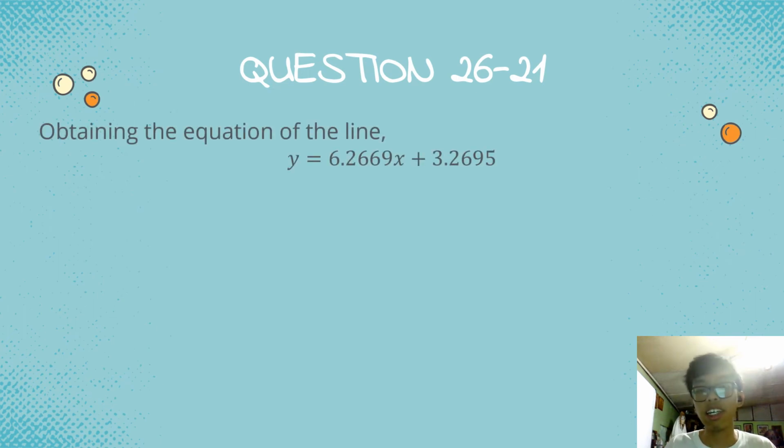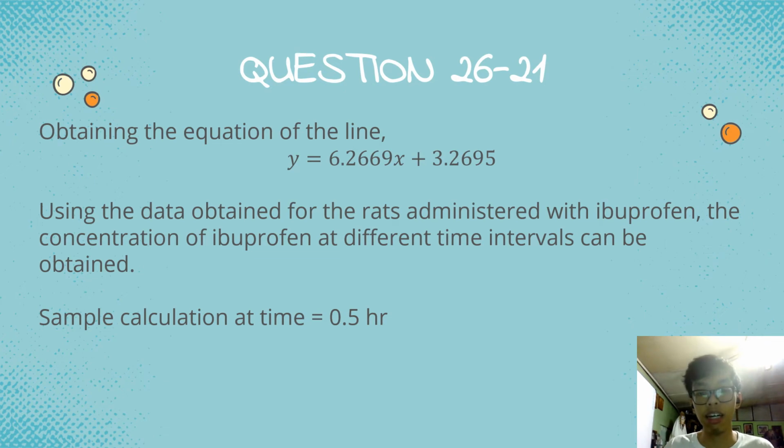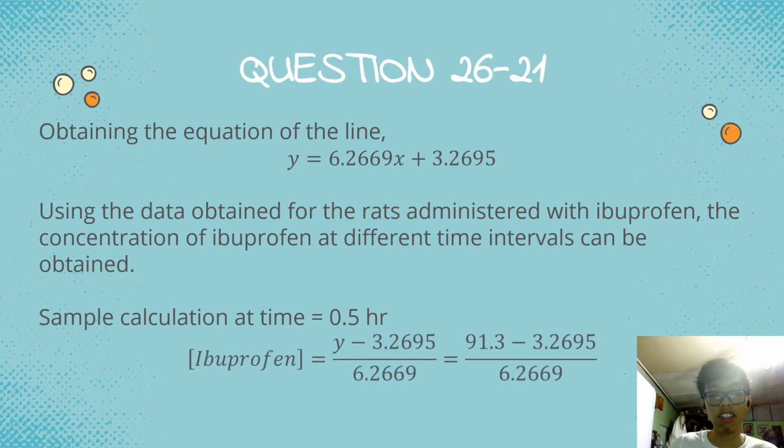Now, again, we obtain the equation of the line, and using the data obtained for the rats administered with ibuprofen, the concentration of ibuprofen at different time intervals can be obtained. So here is a sample calculation at time equal to 0.5 hours. The concentration for ibuprofen is given as y minus 3.2695 over 6.2669, where y is the peak area. The peak area at 0.5 hours is 91.3. So plugging that into this equation gives us a concentration of ibuprofen of 14.046684.